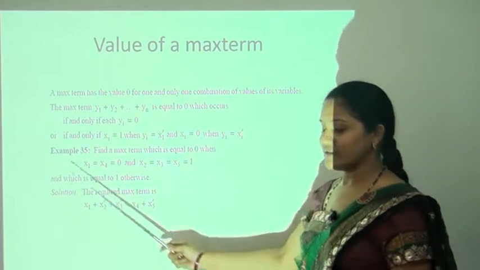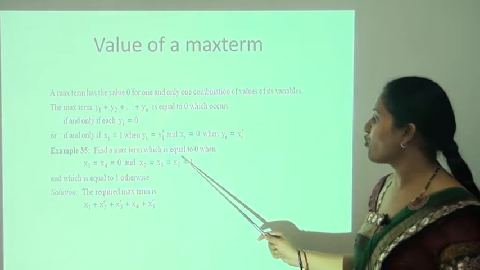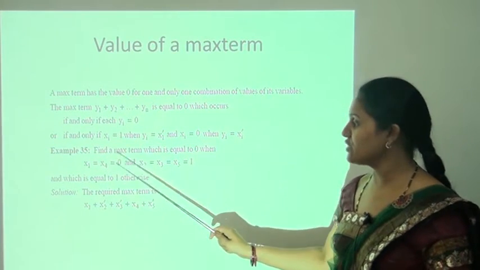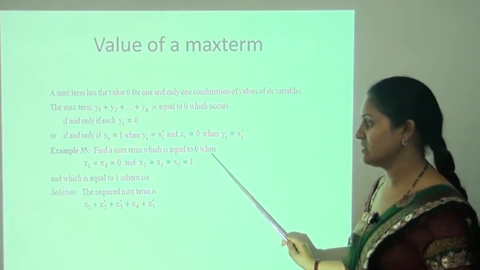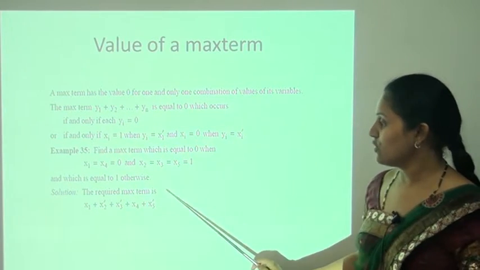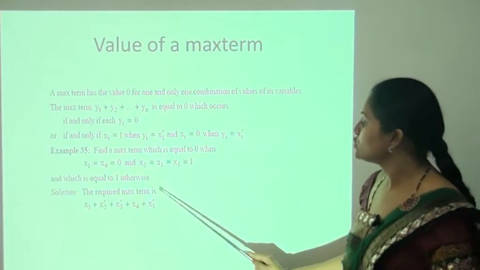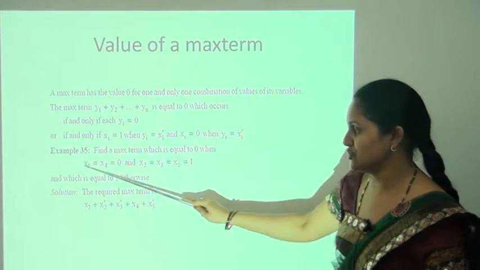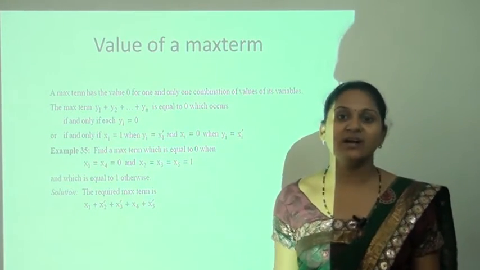Okay, so here is also an example. Find a max term which is equal to 0 when x1 equal to x4 equal to 0 and x2, x3 and x5 equal to 1, and which is equal to 1 otherwise. Okay, so our solution will be here the value will be equal to 0. So x1 and x4 are value zeros, and x2 complement, x3 complement, x5 complement are 0.